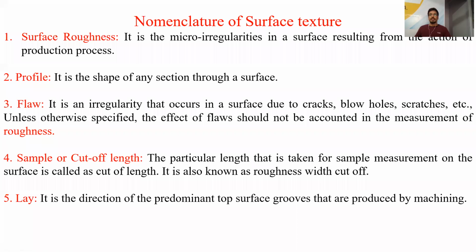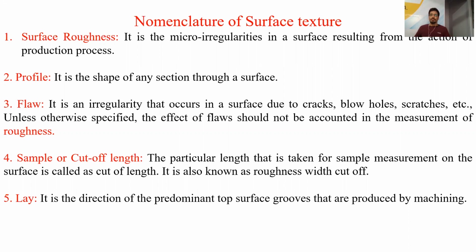Now we will discuss nomenclature of surface texture. So in the nomenclature of surface texture, first is surface roughness. It is the micro irregularities in a surface resulting from the action of production process or that produced during the machining. When we machine a component, then the irregularities present on the surface are said to be surface roughness. Next is profile. It is a shape of any section through the surface. Profile means if this is a surface, if this is a component, then the look of the surface of the part is called as profile.